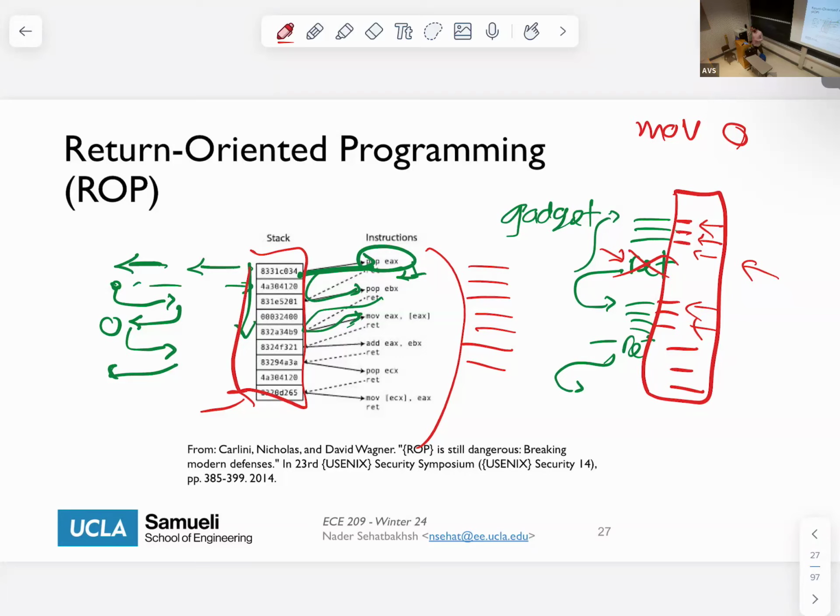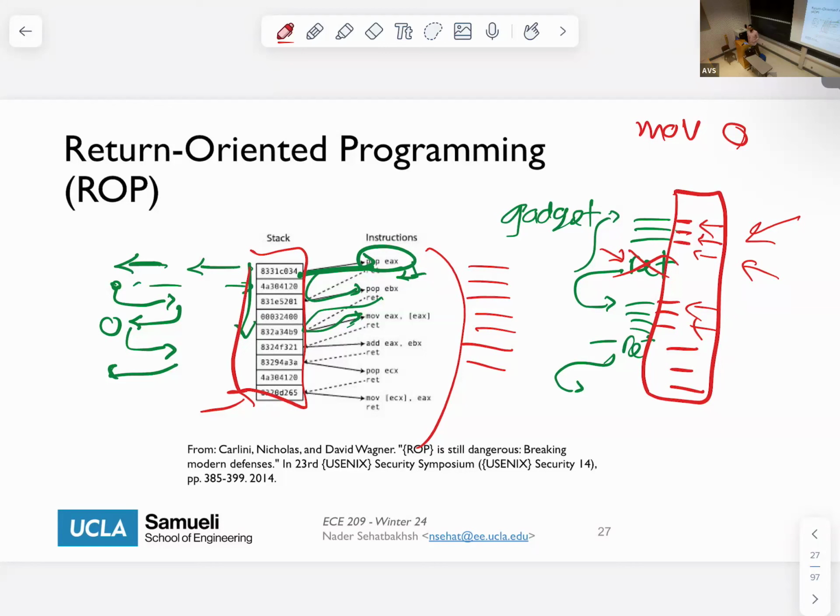In other words, we're creating this notion of a big program by just running a few instructions, return, a few instructions, return, a few instructions, return, and then we can stitch them together in order to create a program. This is what we call ROP, or return-oriented programming.